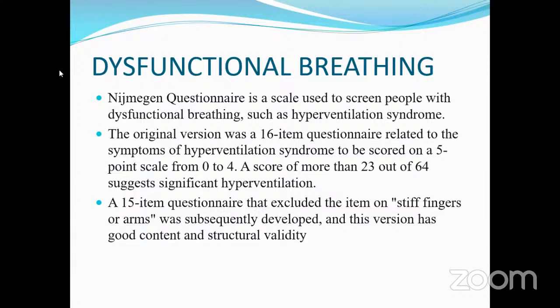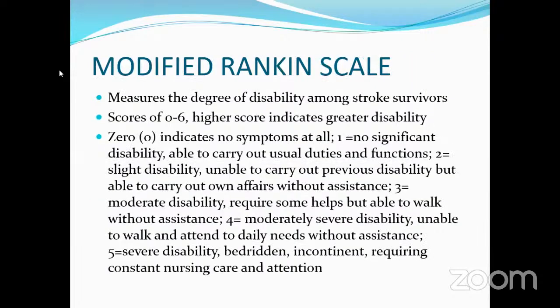You can find it online. If you go to Google and key in Nijmegen questionnaire, it will pull it out, and then you can see it and use it. The Modified Rankin Scale is used to assess disability among stroke survivors. It's important. Disability is one important thing that we measure too, so it's important that we be familiar with this Modified Rankin Scale. It's also simple to use. The scores are there.